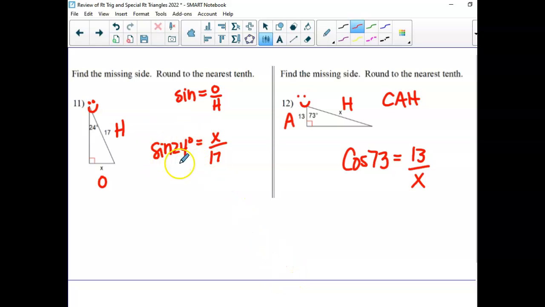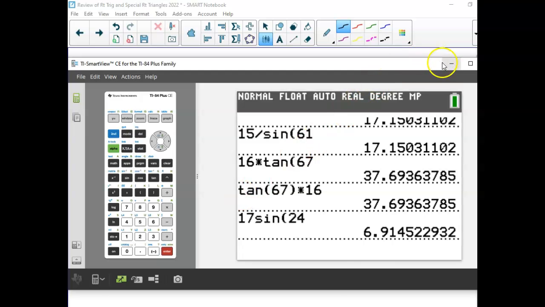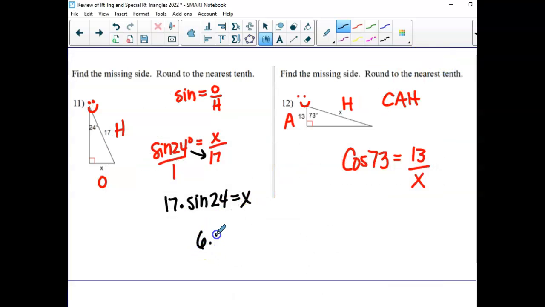Did everybody figure out that 11 was sine? And then on this one, I'm just cross multiplying 17 times the sine of 24, I think, right? Anybody else get 6.9? And that seems reasonable. It looks like the shortest leg over here. It's shorter than the hypotenuse, okay?